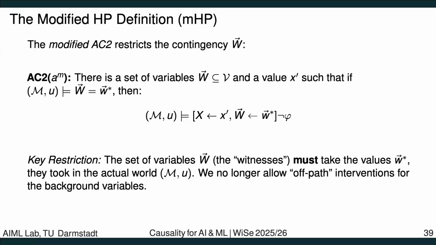AC2a superscript M. And in general, if you take all the three rules together, rule 1 and 3 always stay the same, and then this AC2 modified. Sometimes it's referred to as the modified Halpern-Pearl definition, because Judea Pearl also is an author on these papers. So it's not a coincidence that those formalisms align in notation and so on.